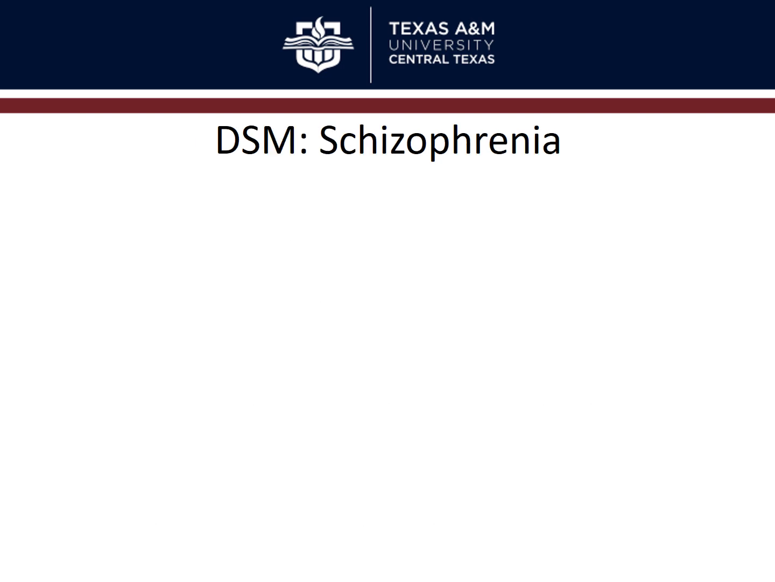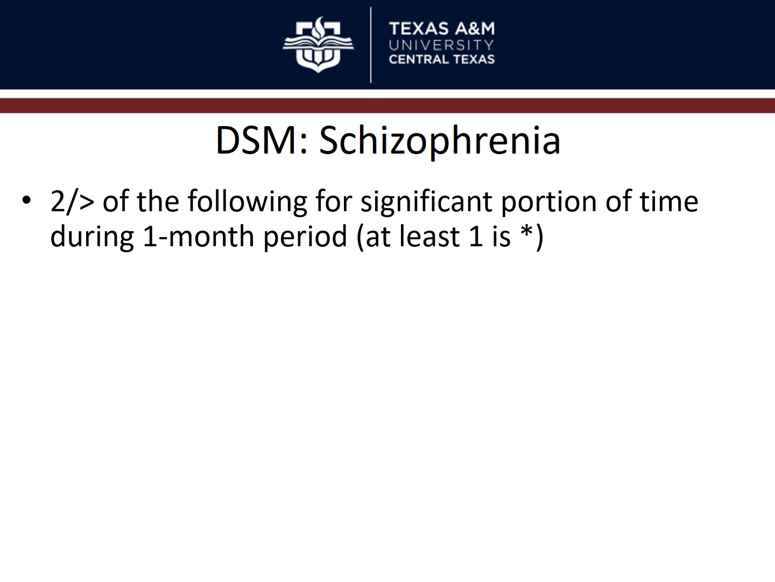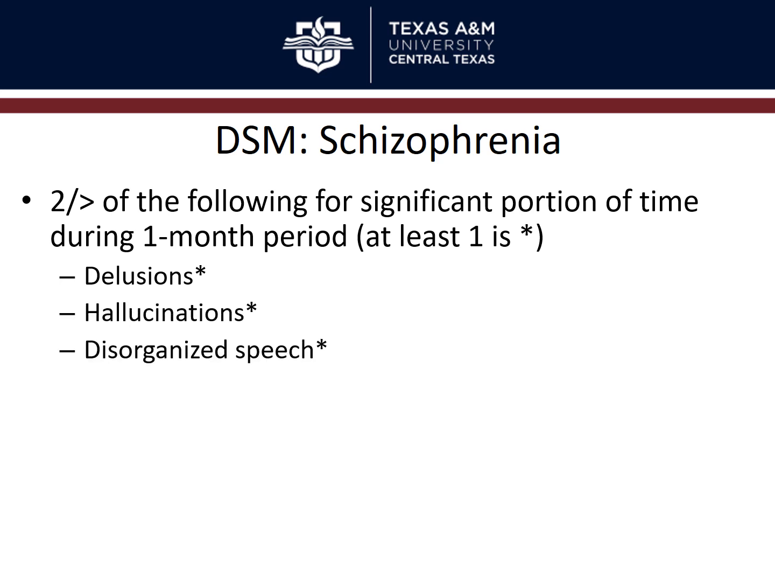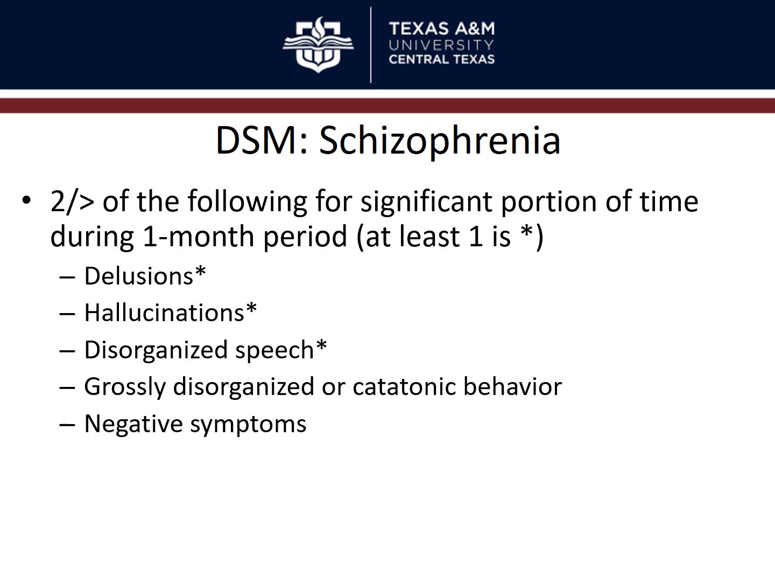Okay, so the DSM criteria for schizophrenia. So two or more of the following for a significant portion of time during a one-month period. And at least one of the things with an asterisk is present. So delusions, hallucinations, disorganized speech. So you have to have at least one of those, and you could have two of those, delusions and hallucinations, that's enough. Delusions, disorganized speech, that's enough. Hallucinations, disorganized speech, that's enough. Or you could have one of those three, and then also the grossly disorganized or catatonic behavior, or negative symptoms, right, during this one month period.